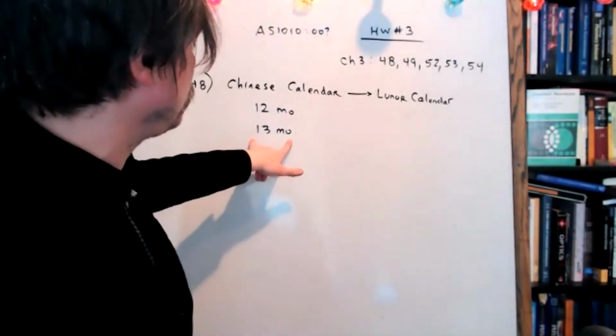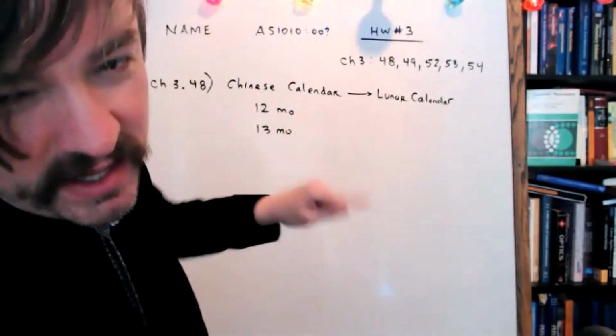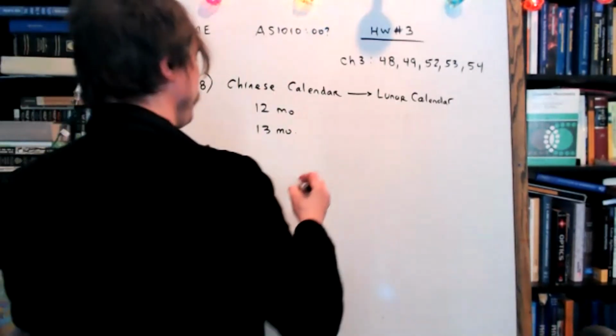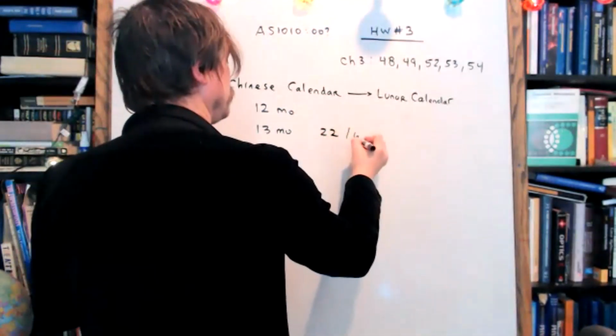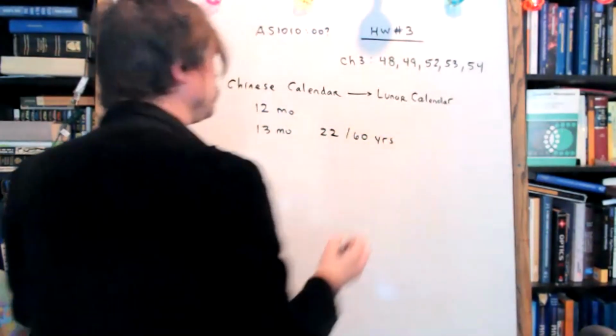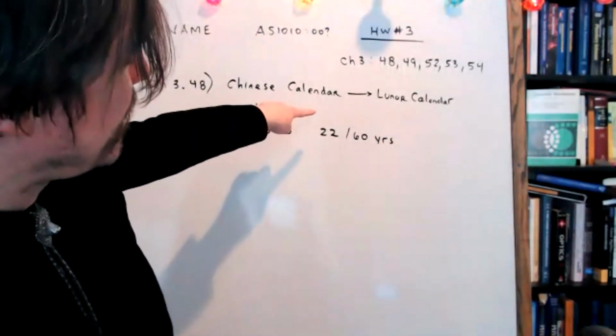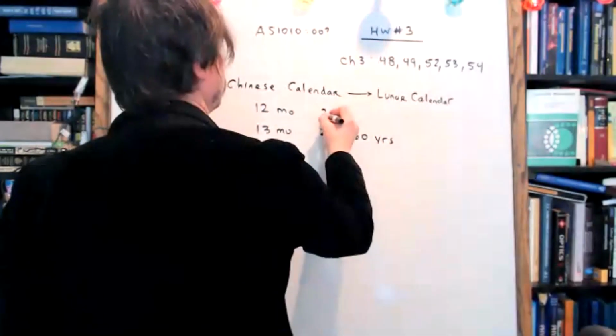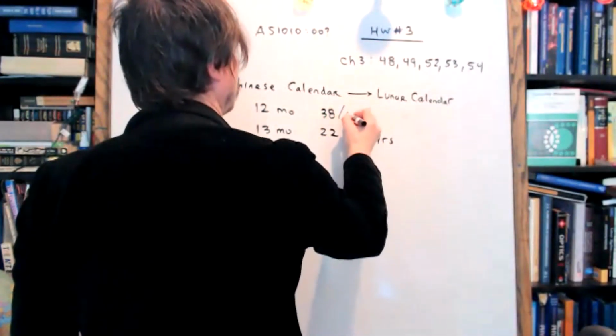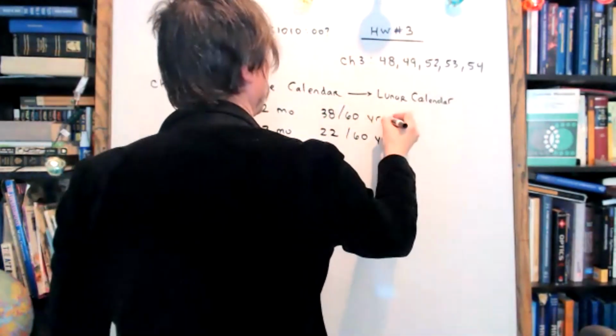Now, Ian, you said 13 months out of how many years out of 60? It says 22 out of every 60. 22 out of 60 years. So let's do the math here. That would mean 38 out of 60 would have a 12 month. Right?